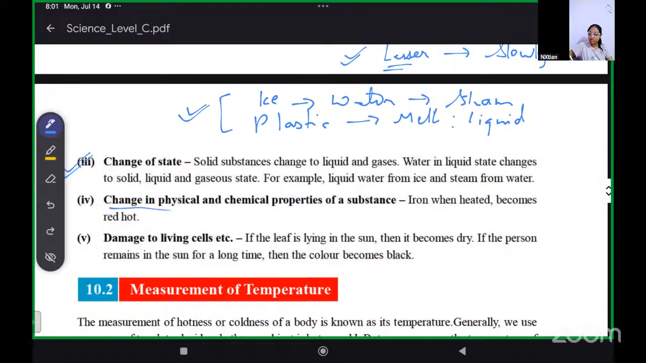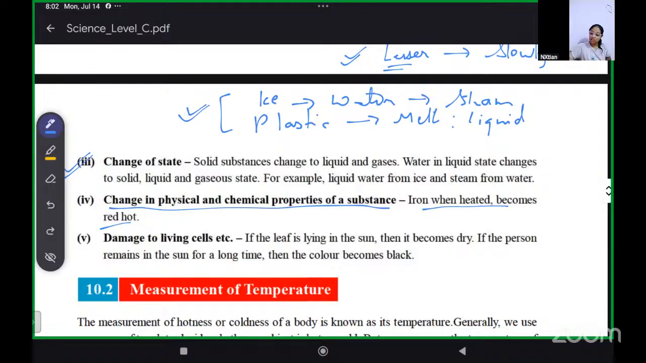Then there is change in physical and chemical properties of a substance. Iron, when heated, becomes red hot. There are also changes in the physical properties, shape and size. Chemical properties means the nature of the substance. When it is heated up, that also changes. Shape and size change, state changes, the nature of the substance changes, and chemical properties of a substance change.